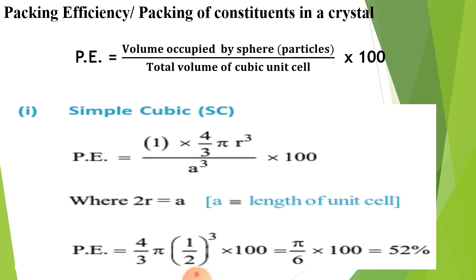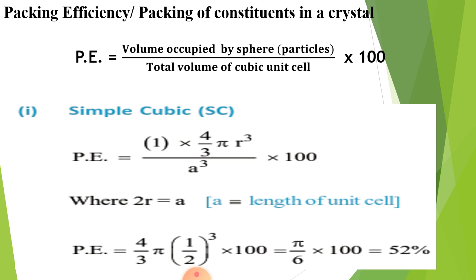Here are three types of unit cells you have to know, and their packing efficiency you also have to know. These are the simple cubic unit cell, BCC, and face centered unit cell. So let us start. First, the simple cubic unit cell.